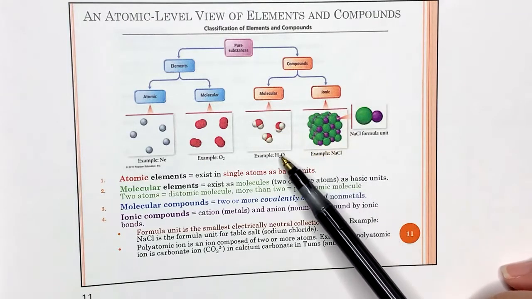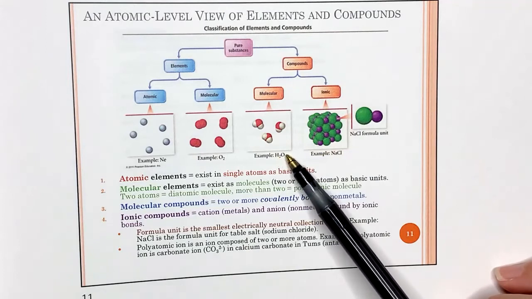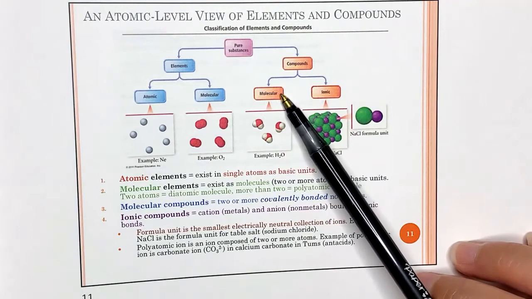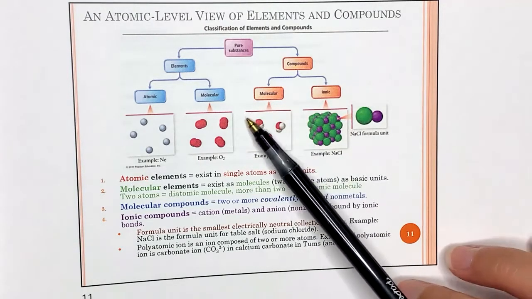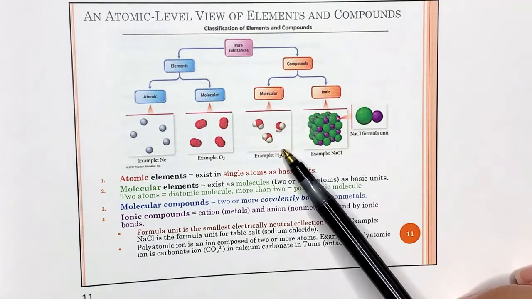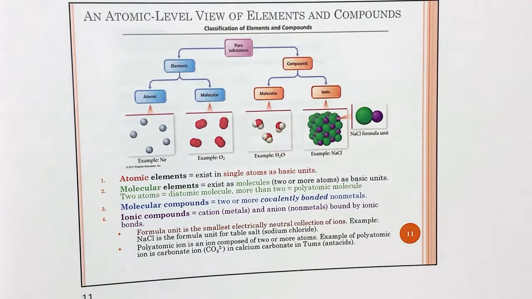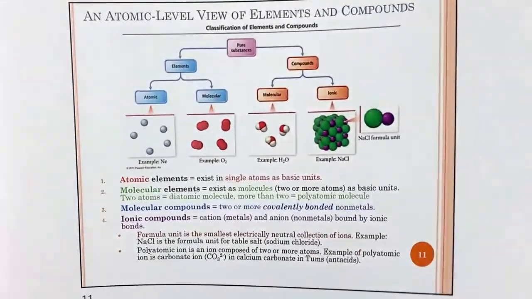Now, because that's a metal and a non-metal, and these are H and O, they're non-metals, they will form molecular compounds, because these are covalent bonds made by sharing electrons. So you'll want to be able to tell these apart. Let's go ahead and take a look at some example questions.